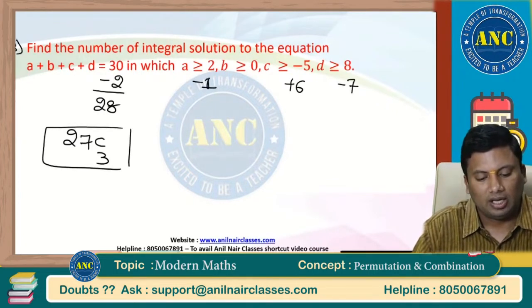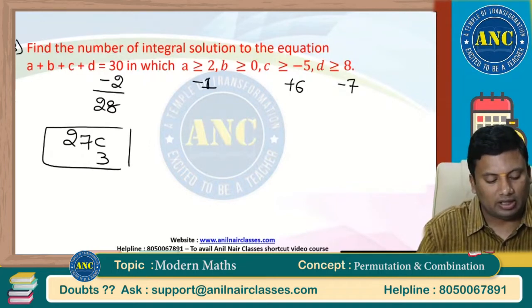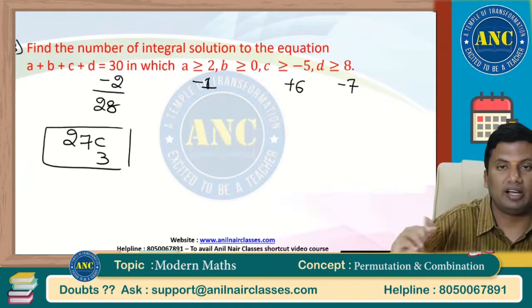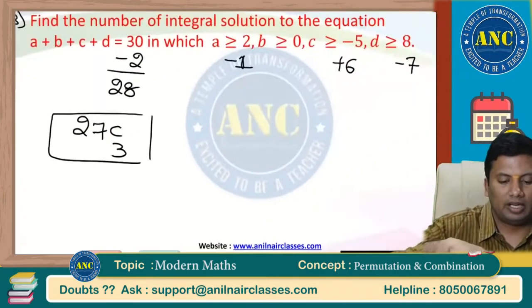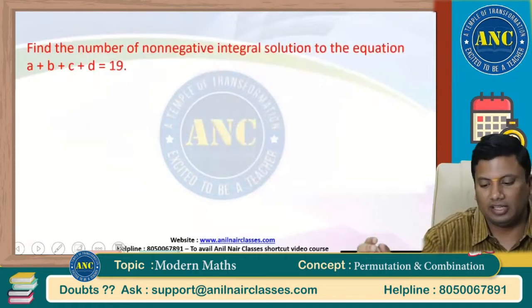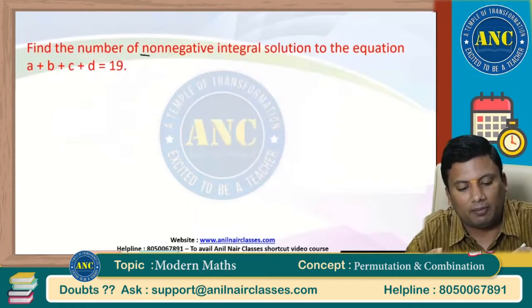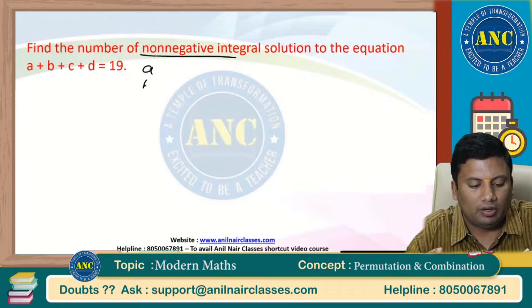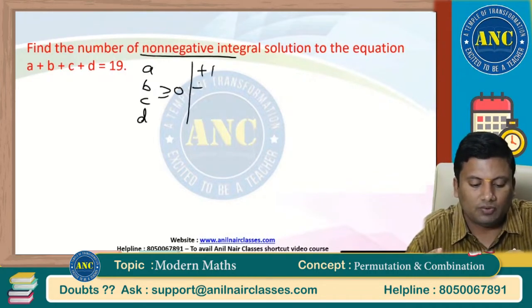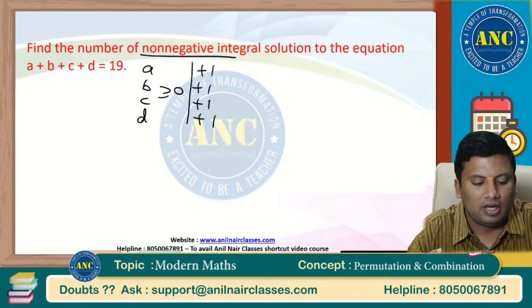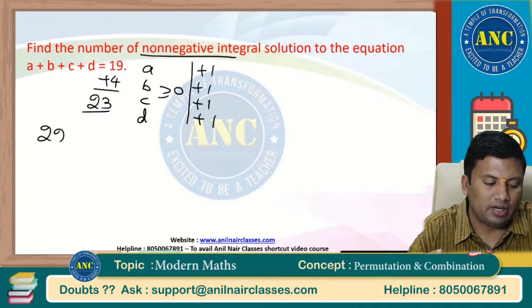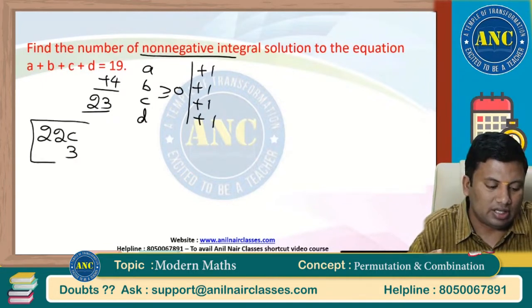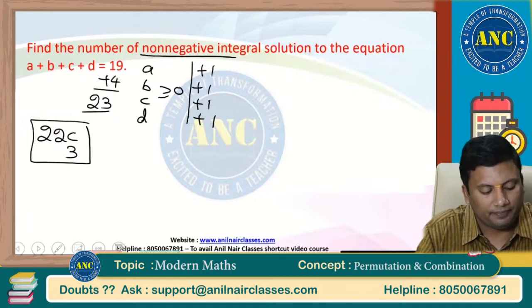Question number 3. If you do not know this method, then you might think that these questions are difficult. It is not difficult. Permutation and combination, probability, every possible model, I will discuss it in the class. Find the number of non-negative solutions. Non-negative means all are starting from zeros. Plus 1, plus 1, plus 1, plus 1. 19 plus 4, 23. The answer is nothing but 22C3.